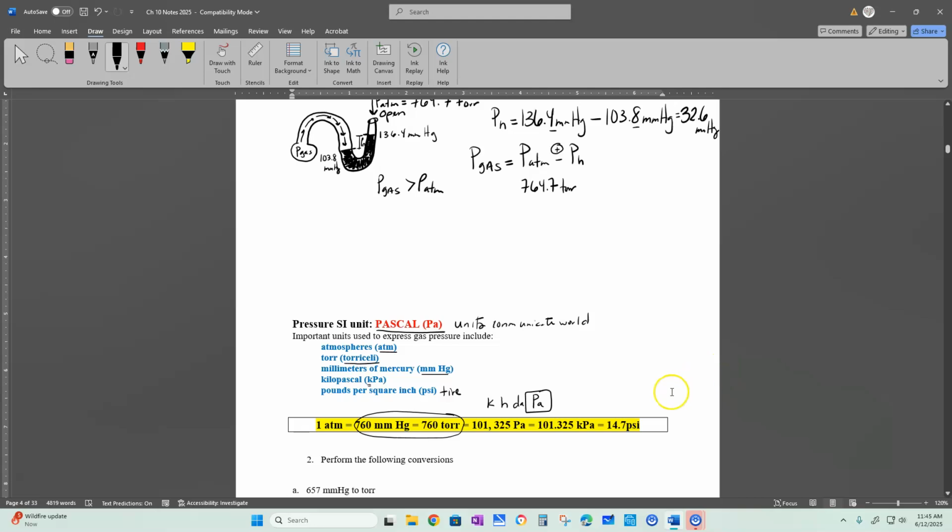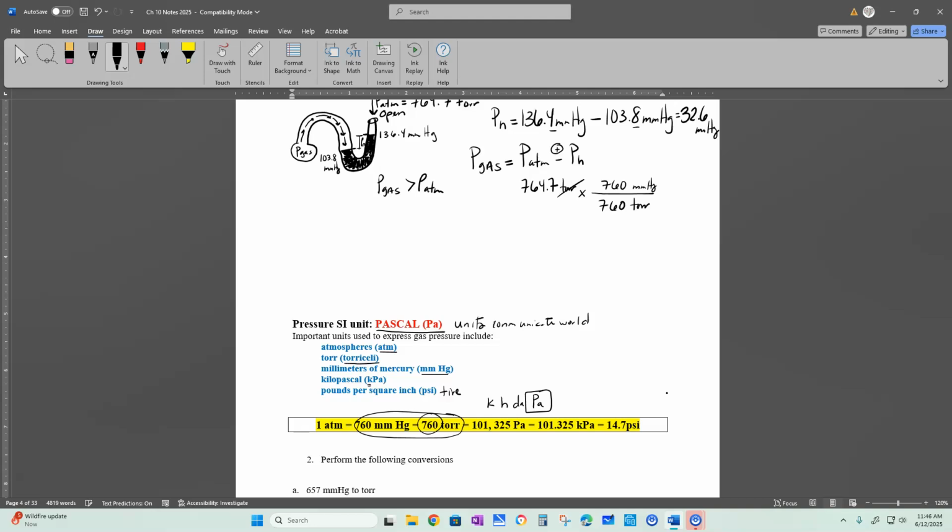So that means I got to take these torr and I got to get it into mmHg. Well, you set up a little conversion. To get rid of torr, 760, and there's 2 sig figs, and mmHg, 760.